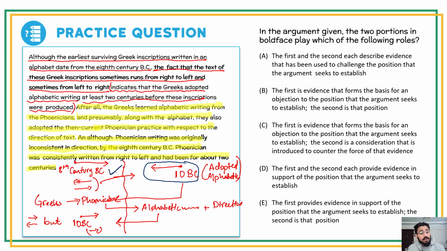So we know for a fact that the Greeks adopted alphabetic writing from them, but the fact that they are inconsistent, even in the inscriptions found from the 8th century BC, indicates that they must have adapted alphabetic writing from the Phoenicians when the Phoenicians themselves were inconsistent, right? And we know for a fact that they were consistent in the 10th century BC and onwards. So that's the argument: the Greeks must have adapted it somewhere in the 10th century BC when the Phoenicians were still not consistent, or before that, right? This is not a fact, this is the author's argument. All right.